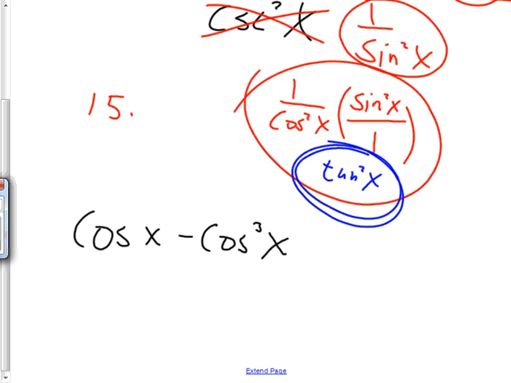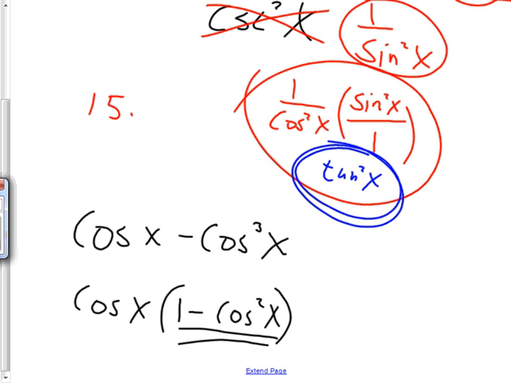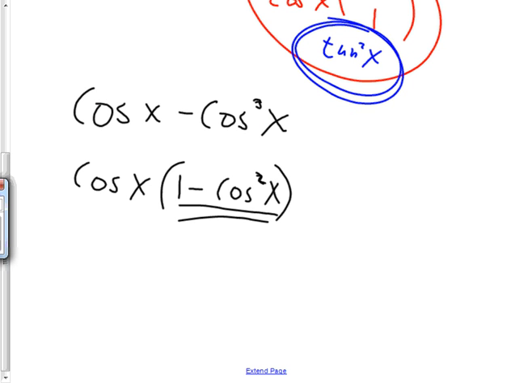That's the factoring. So what comes out? If cosine x comes out, what's left? 1 minus cosine squared x. Have you ever seen that before? This was to the third here, so this one's squared. So 1 minus cosine squared is sine squared, yes. So I'm going to replace that with what? Sine squared x.